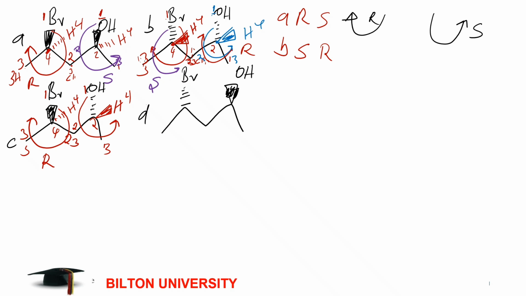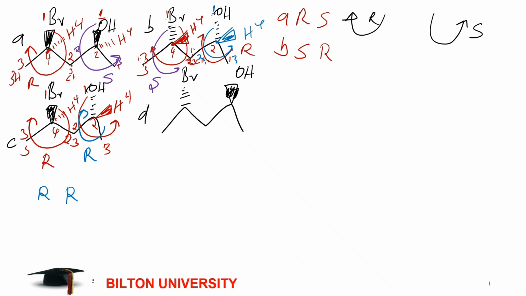However, when we reach carbon number 3, priority number 4, which is in the front, should be at the back. So that means we are viewing the molecule in the wrong direction. We need to put it in the right direction, and therefore we are going to change this way so that we can have our R configuration, and therefore here we're going to have R configuration.